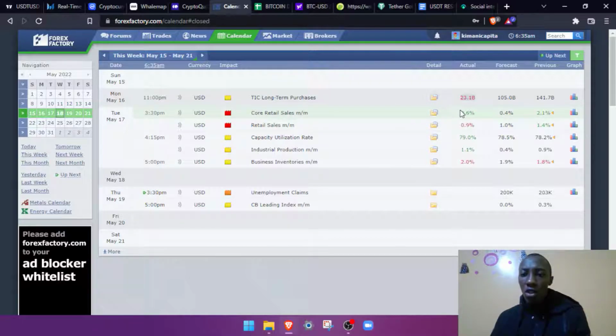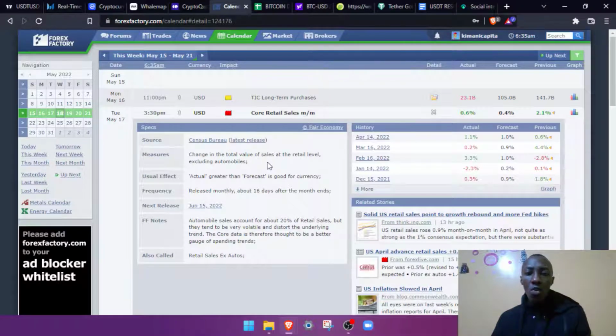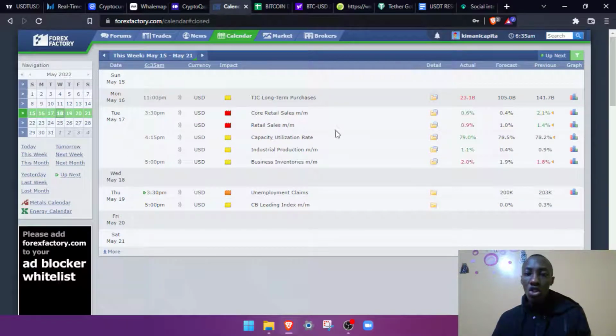Core retail sales increased by 0.6%, but the retail sales themselves dropped by 0.9. So of course, this is how much retail sales are selling. If they increase, which means people are still increasing in spending. If it decreases, that means people are decreasing in spending. And of course, the difference between the core retail sales and the retail sales is the automobiles industry. So in core retail sales, we have the change in total value of sales at the retail level, excluding automobiles, which take 20% of the retail sales in general in the US.